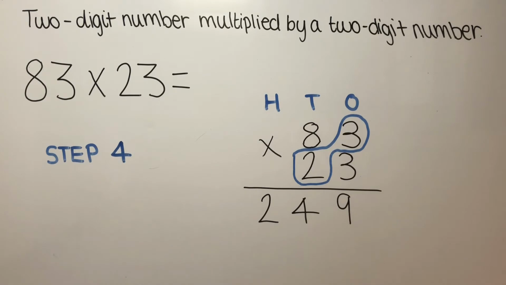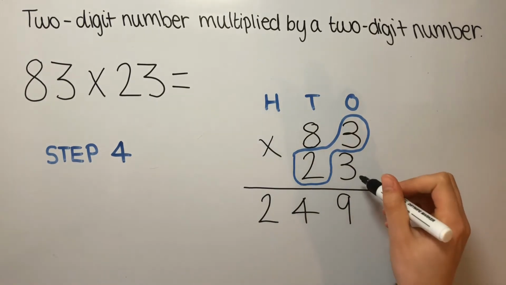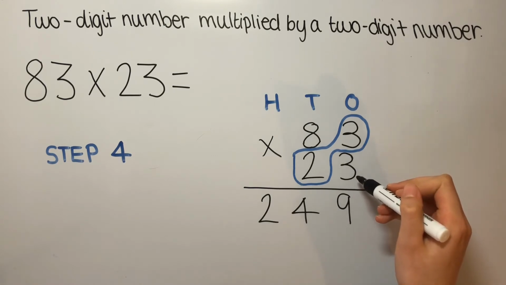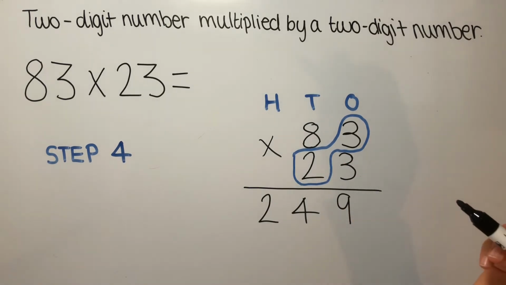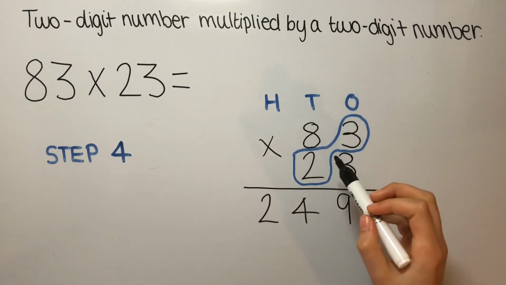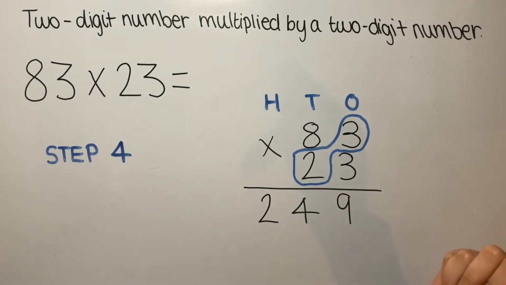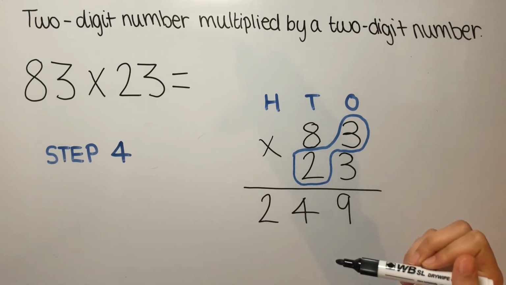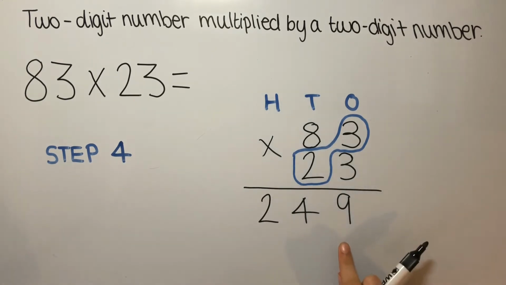Step 4. Now that we have finished timesing by the ones column, so we've times 3 by 3 and we've also times the 8 by the 3, we're going to be moving on to our tens column. So we're now going to be doing 2 times by 3. 2 times by 3 gives us 6. But we're not going to be writing it underneath our 9 here.